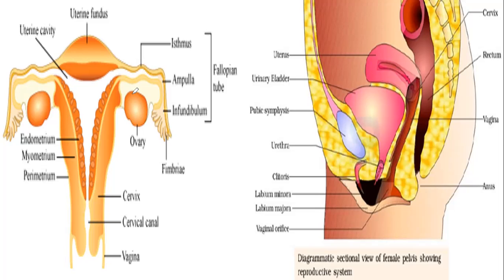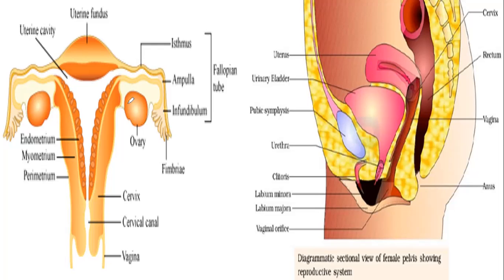several steroid hormones. Not only does it produce ovum, but it also produces hormones. These hormones are steroids, not proteins. They are also known as ovarian hormones, like estrogen and progesterone. So these are ovarian hormones.